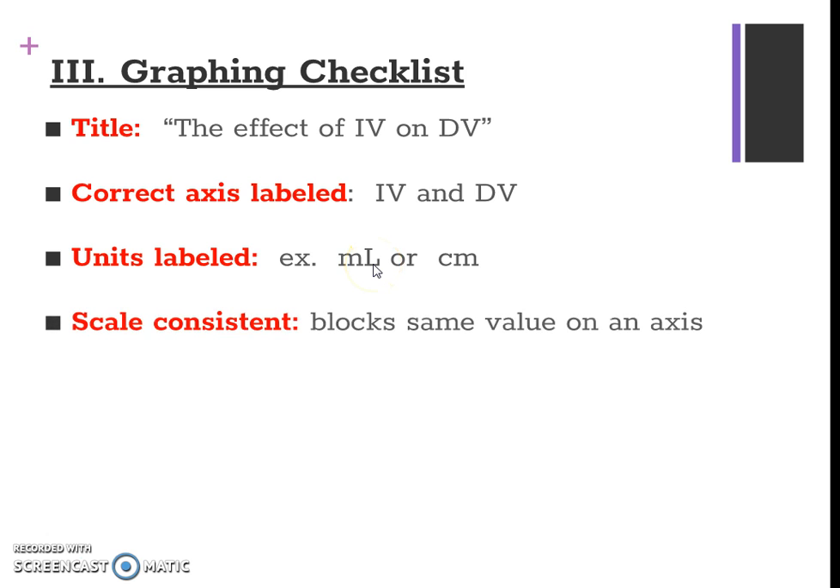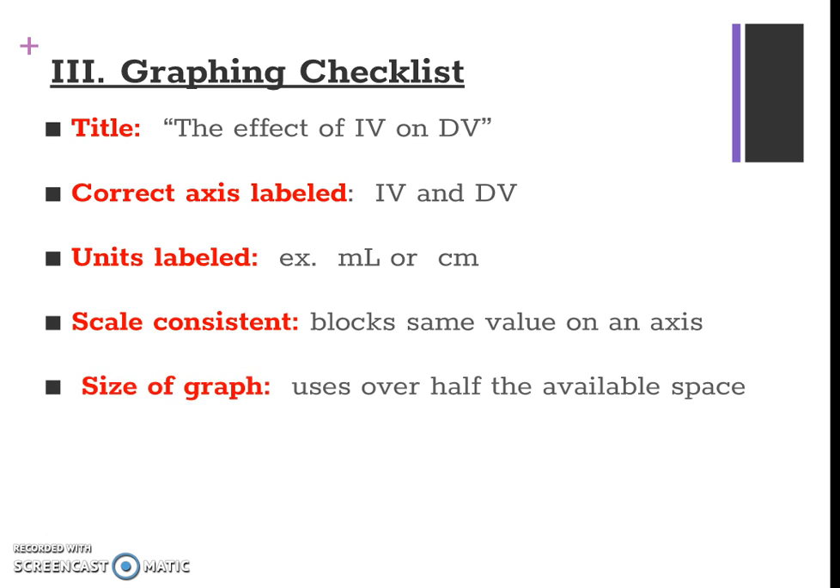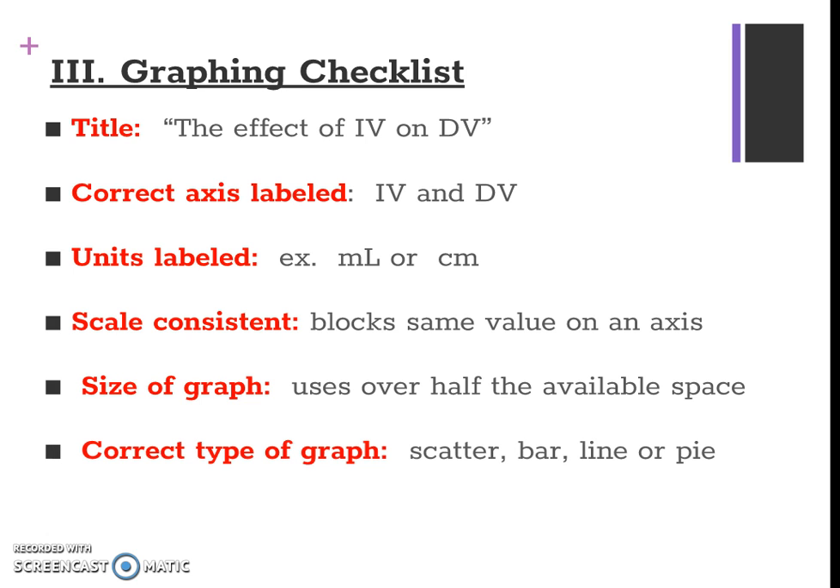The way the blocks are numbered on either axis needs to be consistent. We'll practice this. This is kind of hard. We're also going to be doing digital graphing, which makes that a little bit easier. The size of the graph needs to make sense. It can't be too smushed or small or too giant and I can't read it. You need to pick the right type of graph. We'll talk about that in a moment.